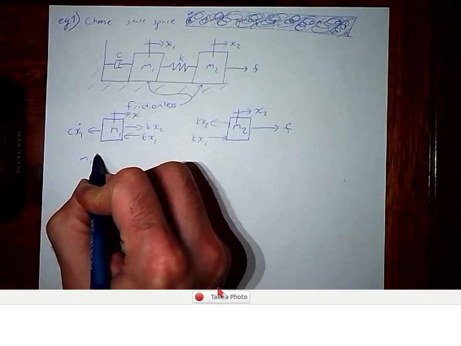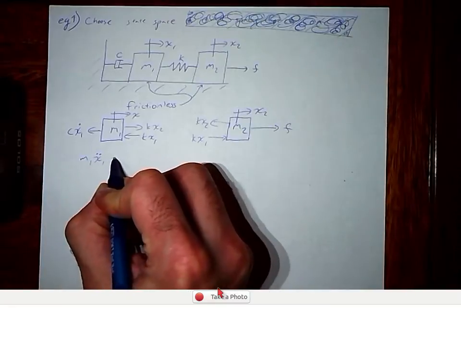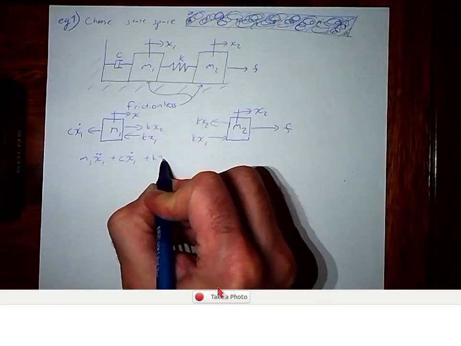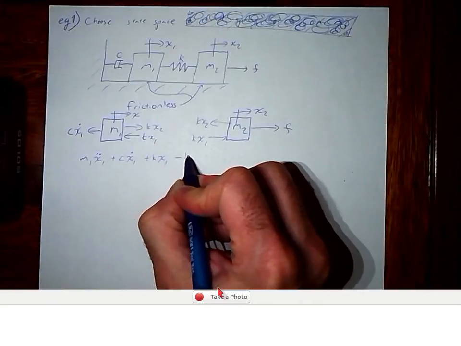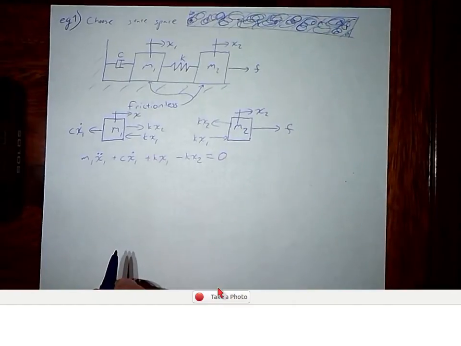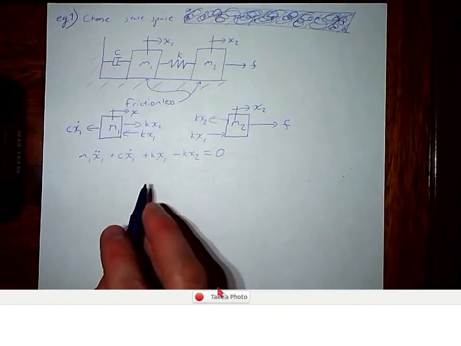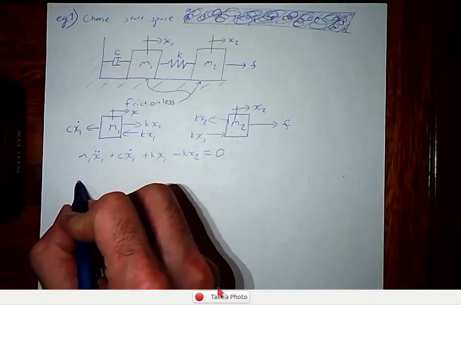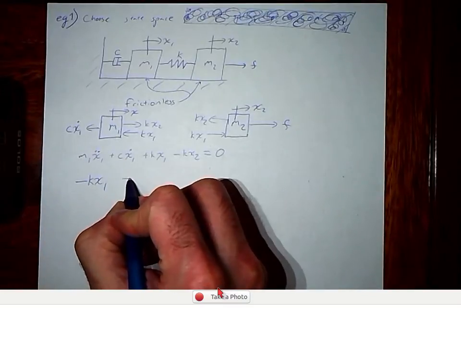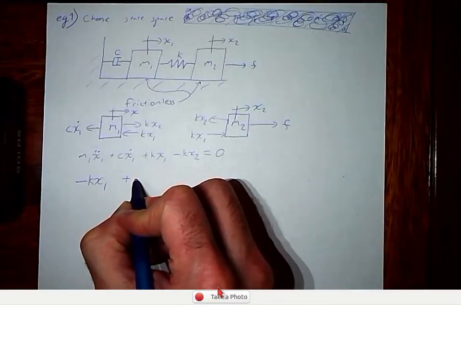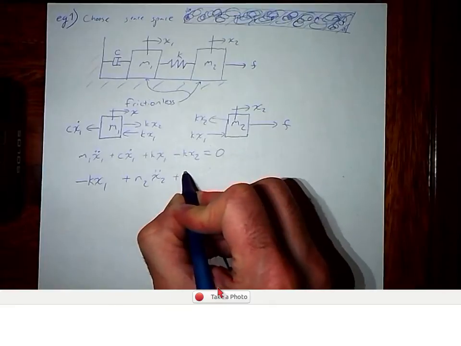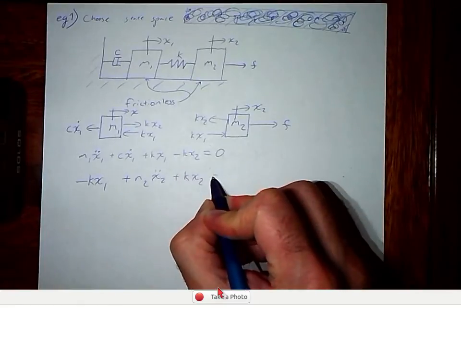We get that m1 x1 double dot plus c x1 dot plus k x1 minus k x2 is equal to 0. So there's our first differential equation. And the second differential equation, we have negative k x1 plus m2 x2 double dot plus k x2 is equal to f.